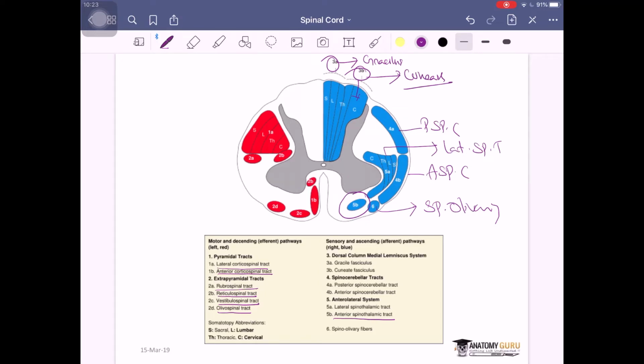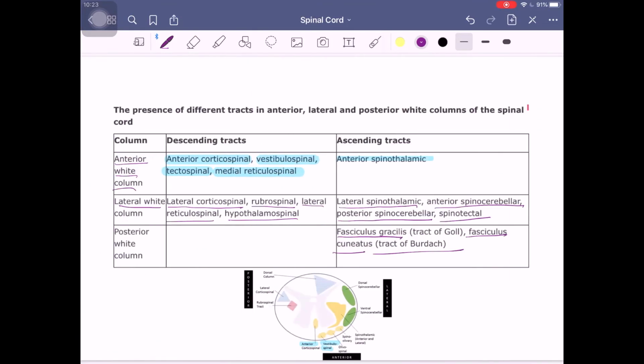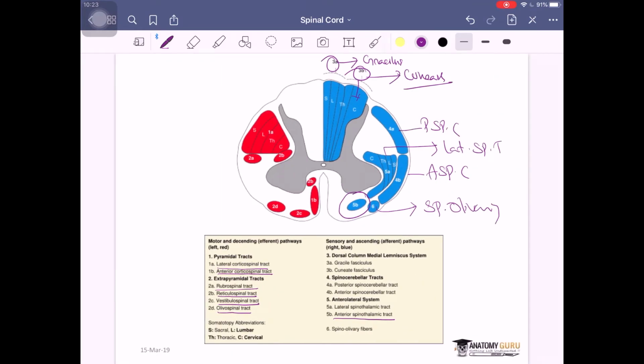Yeah, so that's the way to remember this. Okay, so those are the locations of your tracts in the ascending and descending tracts. This one you have to remember. Now you may also notice what is happening in this particular figure.